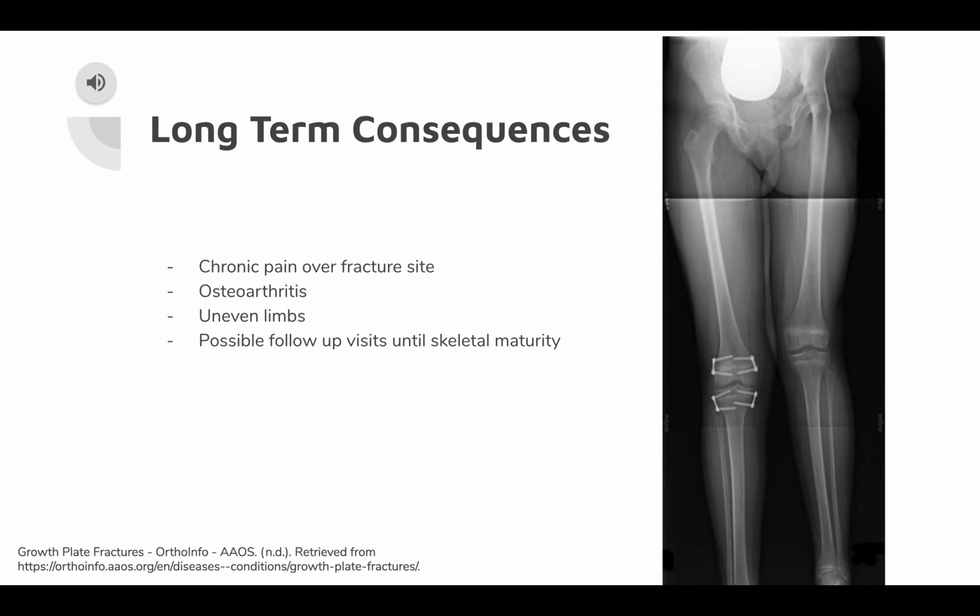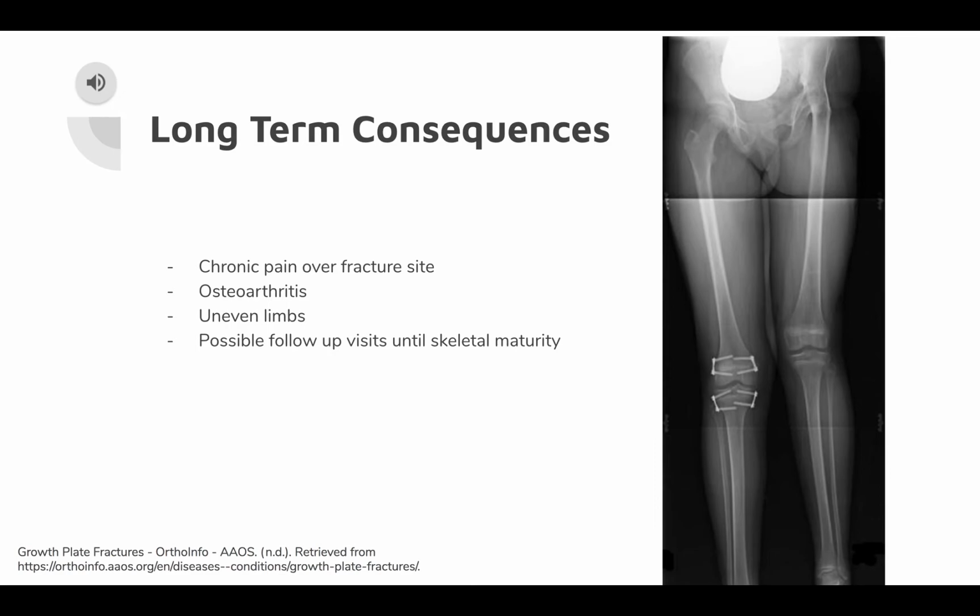Long-term consequences. There may be chronic pain over the fracture site after healing. Osteoarthritis is not uncommon later in life because these fractures are occurring typically along joint lines and can impact the structural integrity of the cartilage. Uneven limbs can occur because of an overstimulation of healing by the limb. There will be increased osteoblastic recruitment activity to the fracture site, causing it to essentially overheal. When this happens, the injured limb is consequently longer than the uninjured limb.